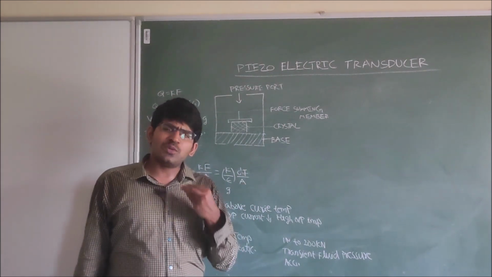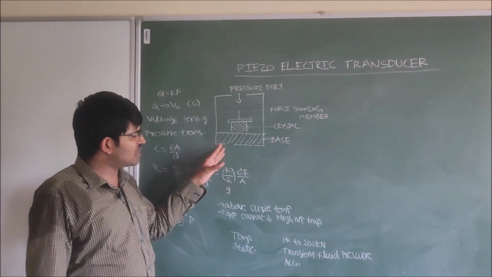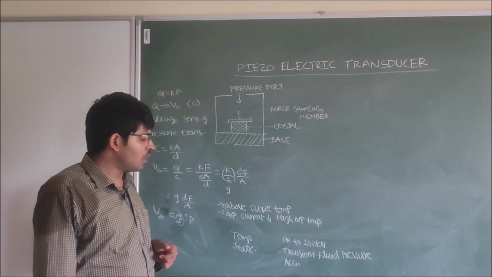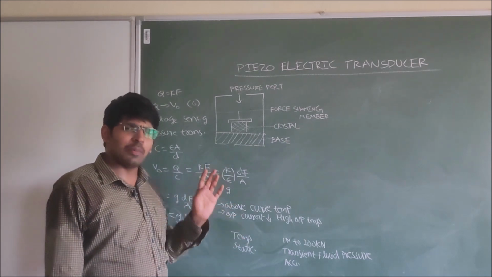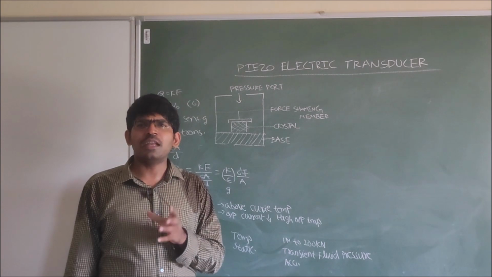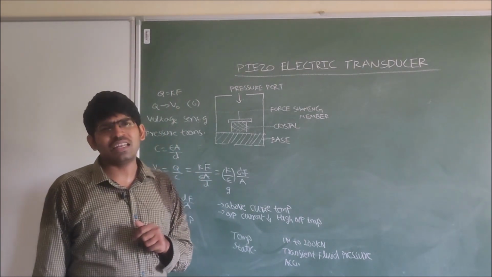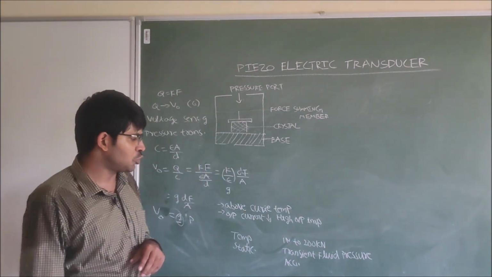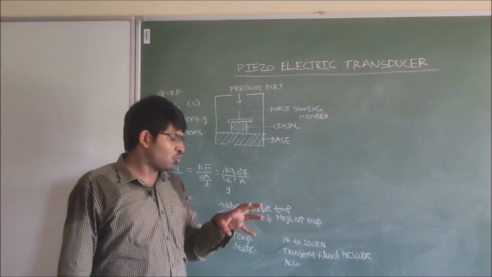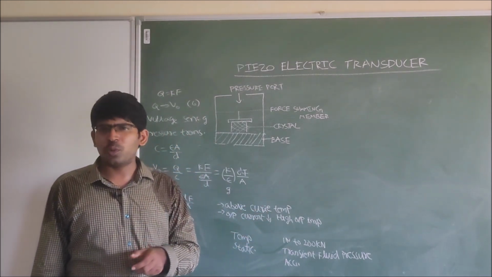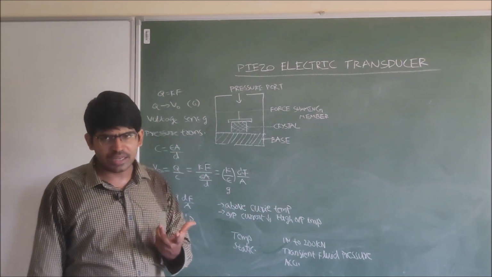And the output current is very small because the output impedance is very high. That is one disadvantage. And it is applicable only for dynamic changes. For static changes, we cannot use the piezoelectric transducer. For transient fluid pressure and for accelerometer applications, we use the piezoelectric transducer.